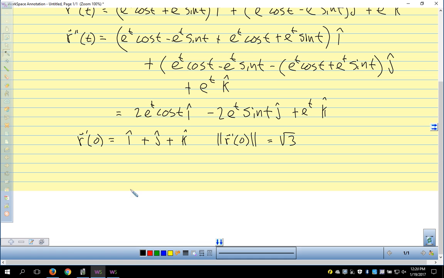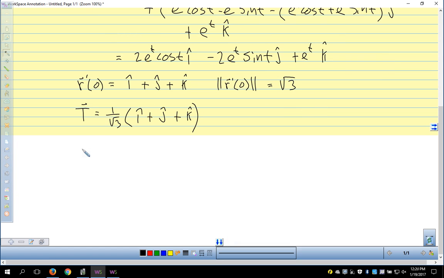So this will give us our unit tangent vector. Unit tangent vector is square root of 3 over 3, or I'll say 1 over square root of 3 times i hat plus j hat plus k hat. Our double prime at 0 is 2 i hat plus k hat. Magnitude of our double prime at 0, square root of 5.